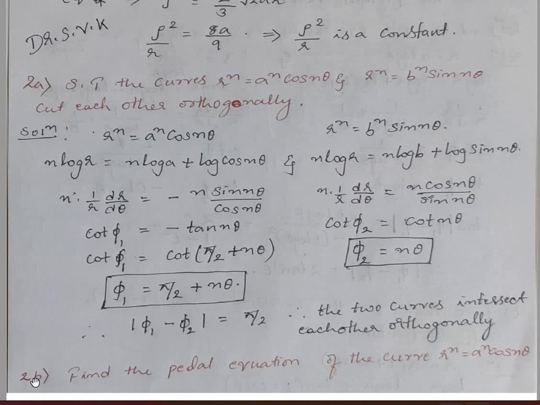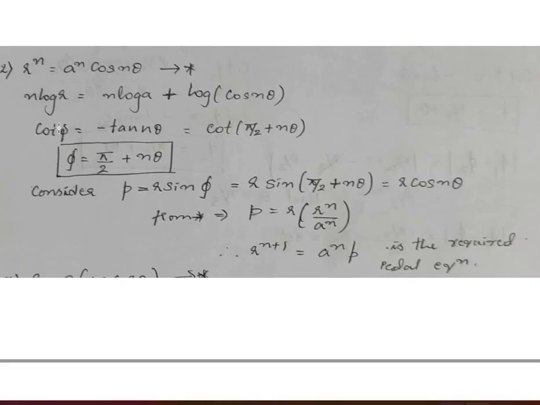Next, moving on to question number 2b. Find the pedal equation of the curve r power n equal to a power n cos n theta. Consider the given curve r power n equal to a power n cos n theta. Name that as equation star. Taking log on both sides and applying laws of logarithm on the right hand side, differentiate with respect to theta. I got cot phi equal to minus tan n theta. I told you that in the previous problem, minus tan n theta can be written as cot of pi by 2 plus n theta. Cot gets cancelled. Phi equal to pi by 2 plus n theta.